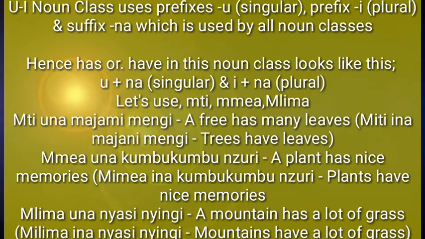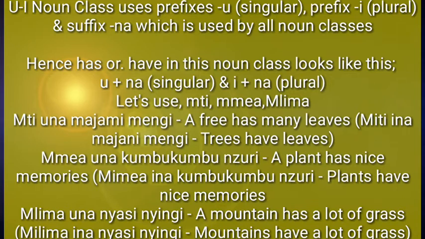The U-I noun class uses the prefix u for singular and the prefix i for plural, and the suffix na, which is used by all the noun classes.